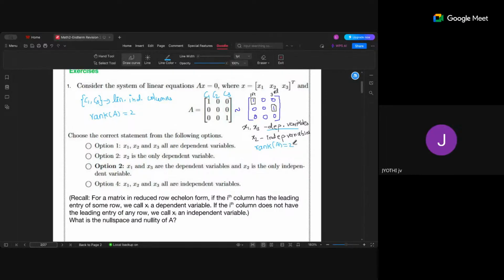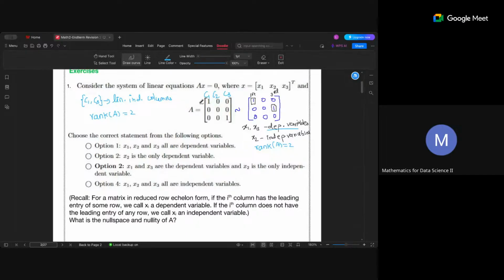Sorry to interrupt, ma'am. Can we say that the columns which contain the dependent variables are the linearly independent columns? They correspond to the linearly independent columns, because we are not looking at the matrix itself. When we are looking at the dependent variables, we are looking at the RREF form. So the corresponding columns, you can say.